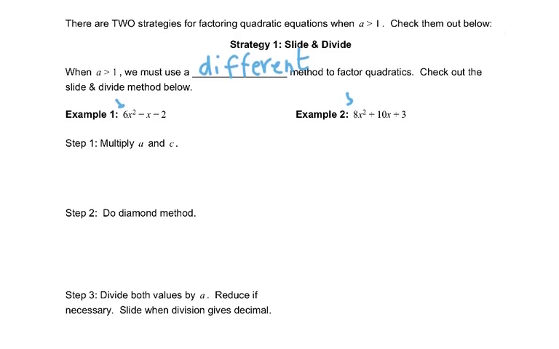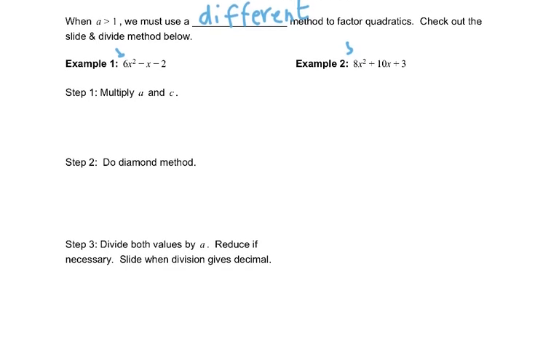Okay, so let's look at example 1. Over here on the left-hand side, we have 6x squared minus x minus 2. The first step is we want to multiply our a and our c values, okay? So following the purple, we're going to multiply 6 times negative 2. We're going to write x squared minus x, and we're going to put what 6 times negative 2 is for our c, okay? So that would be negative 12.